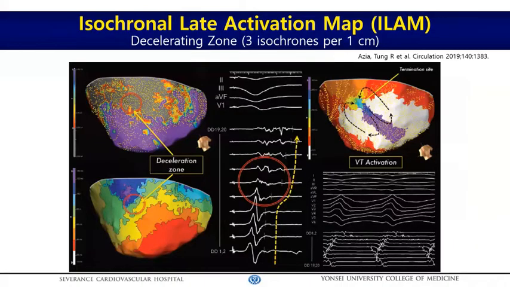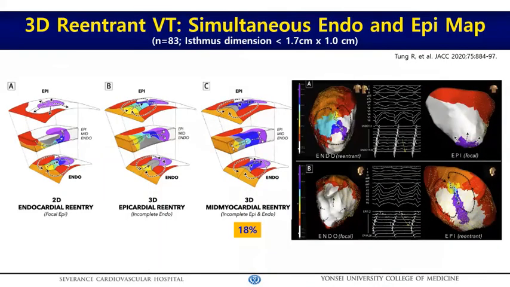Roderick Tung suggested isochronal late activation map, so-called ILAM, and he defined the acceleration zone as 3 isochronal colors per 1 centimeter distance. And you can localize deceleration zone at the scar-border zone during sinus rhythm. Then you can induce ventricular tachycardia and map the functional substrate. If you watch the ILAM, including red to purple color without skipping activation color, that might be the perfect ablation target. However, we have to keep in mind the ventricular wall is 3D structure with significant thickness.